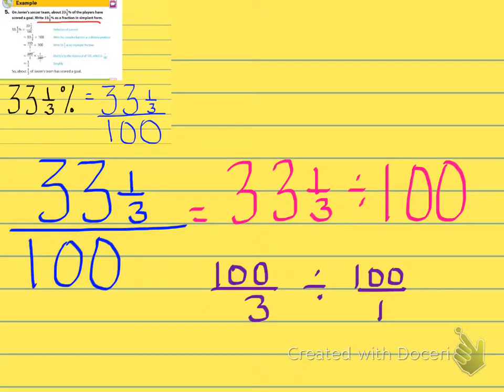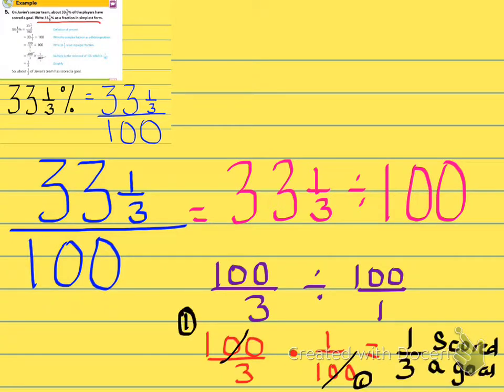So now you can see in pink I've written it out as the division problem, and in purple I went ahead and changed them into improper fractions, and then I also put 100 over 1. So now you can see 100 thirds times 1/100, and we're going to go ahead and cross simplify here. And as you can see, we get that about 1/3 of Javier's team has scored a goal. So you just want to put a box around that.